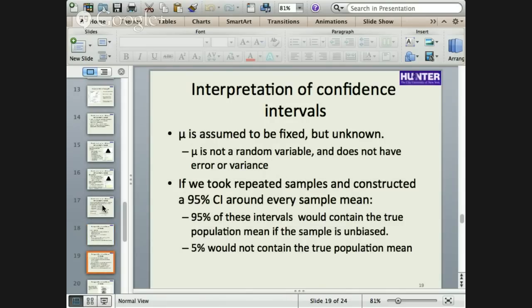And again, the population value, mu, is assumed to be fixed but unknown. So this is not like variability in the population mean. This is our uncertainty in that true fixed value. And keep in mind that mu is not a random variable. It's just a fixed point value.